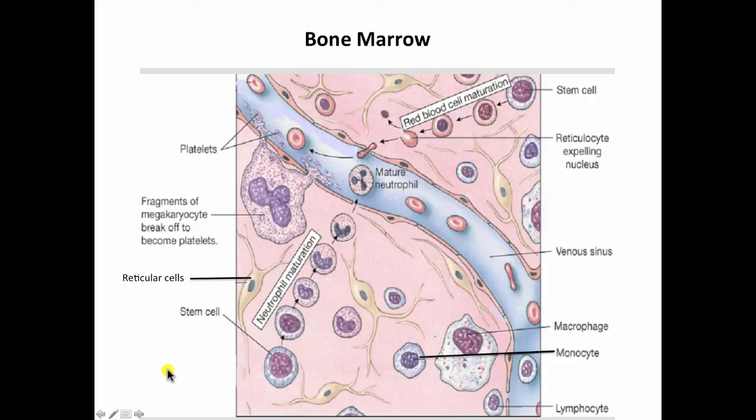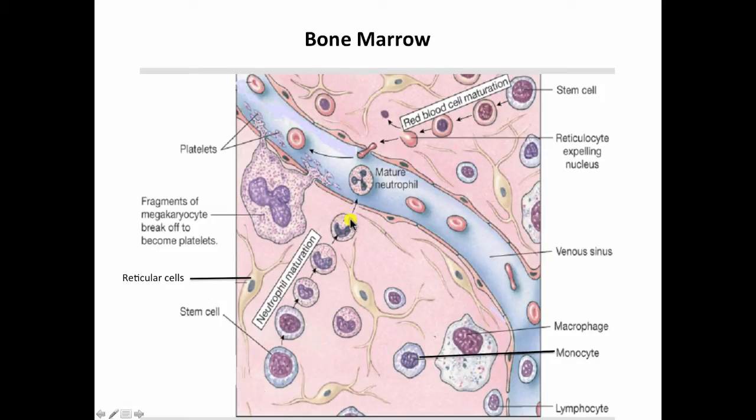There are also large numbers of sinusoidal capillaries or venous sinuses running through the bone marrow, and these are lined with endothelial cells, and these endothelial cells have spaces in between them. The lumen is larger than a normal capillary, and blood cells enter these sinusoidal capillaries through these spaces between the endothelial cells and then find their way to the general circulation.